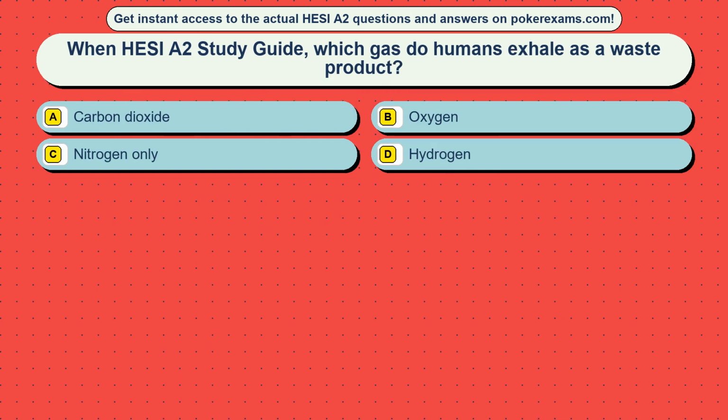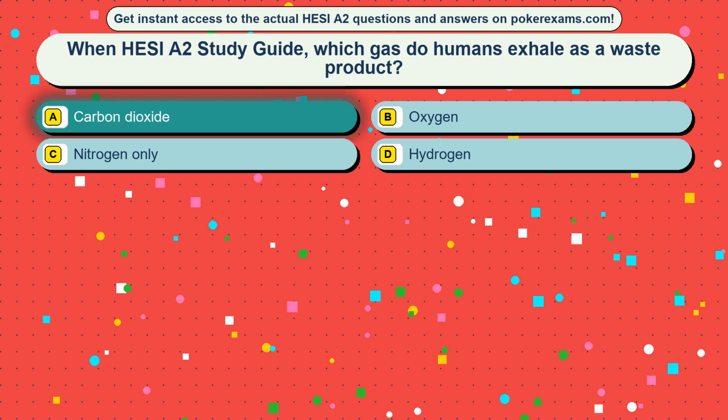Question 9. When HESI A2 Study Guide, which gas do humans exhale as a waste product? Option A, carbon dioxide. Option B, oxygen. Option C, nitrogen only. Option D, hydrogen. The correct answer is option A, carbon dioxide.